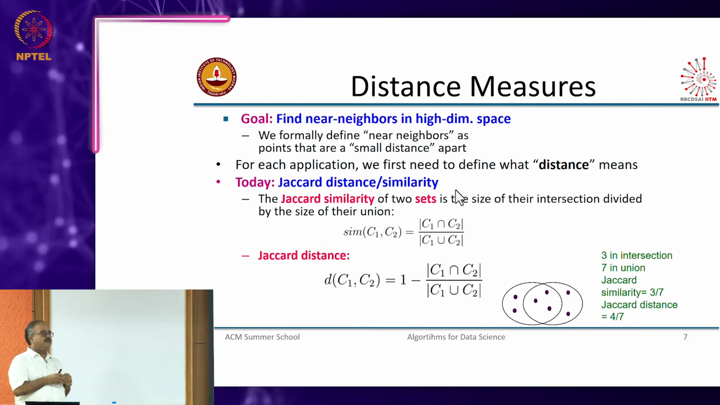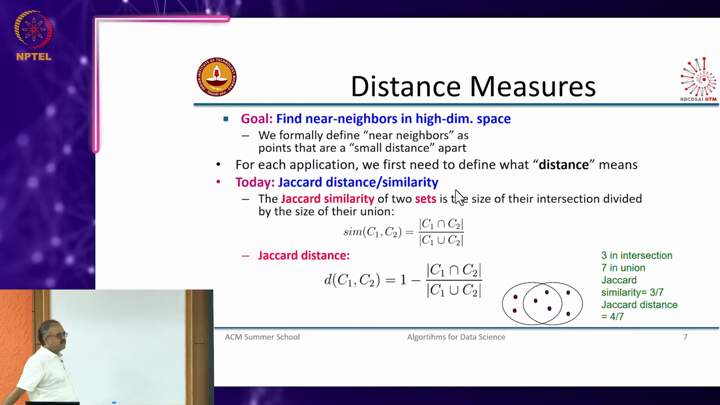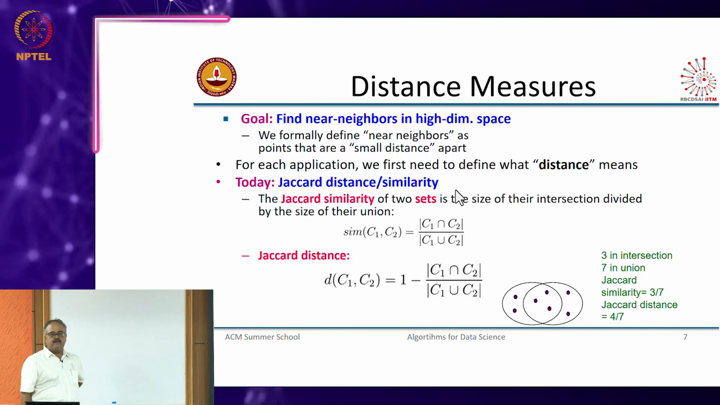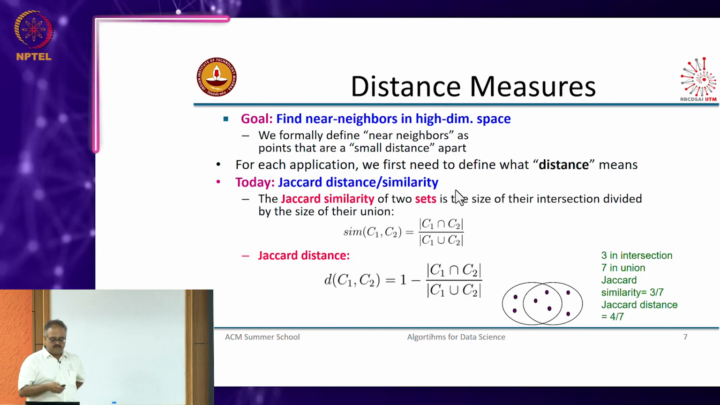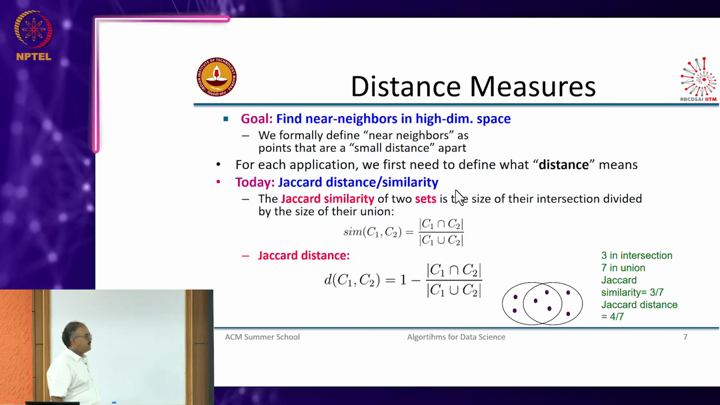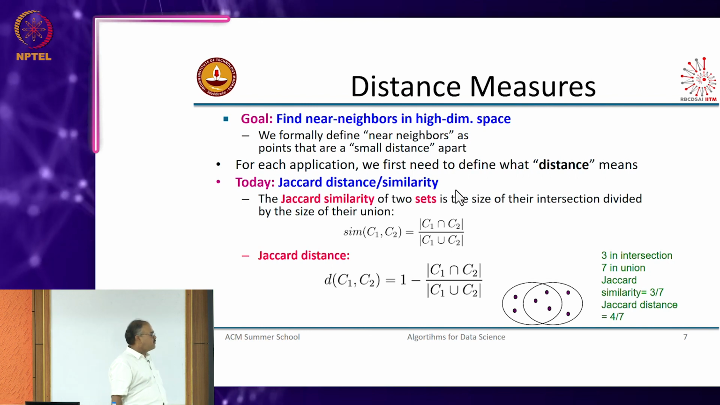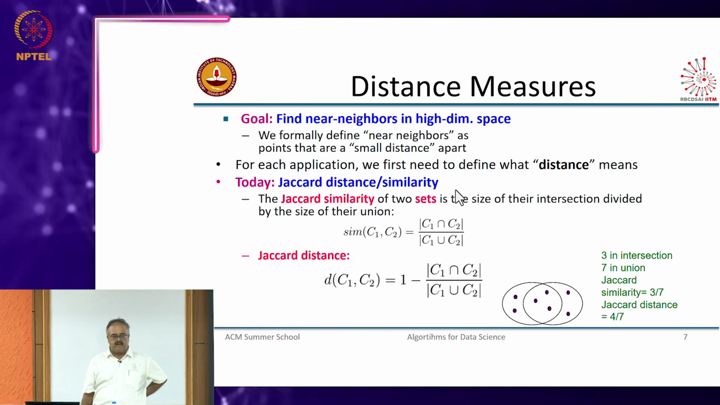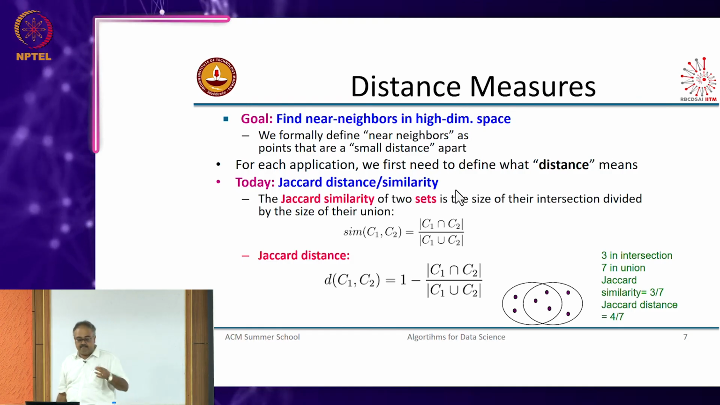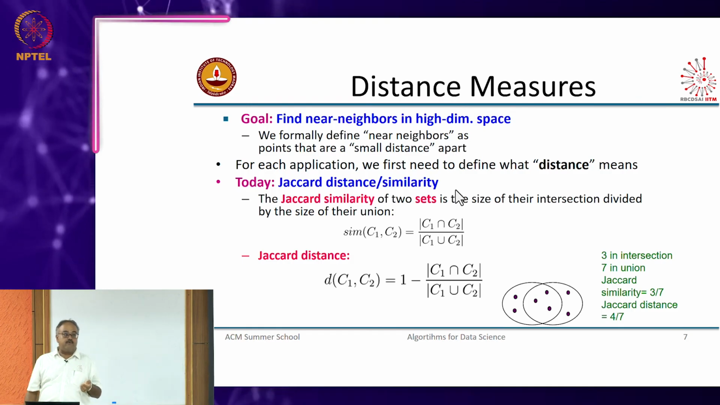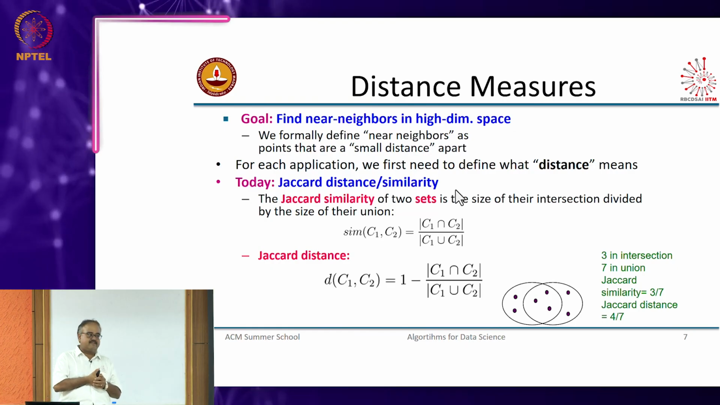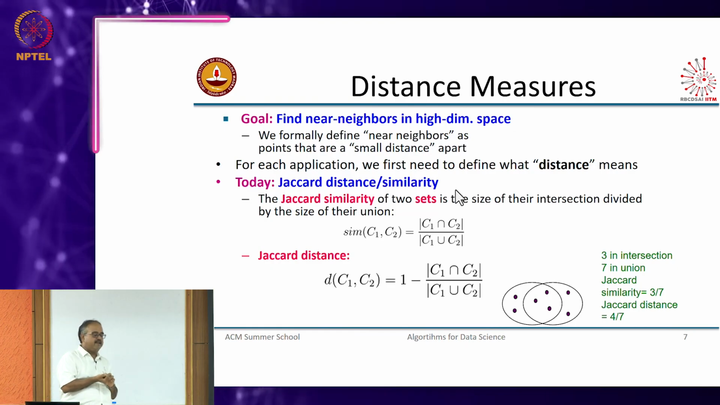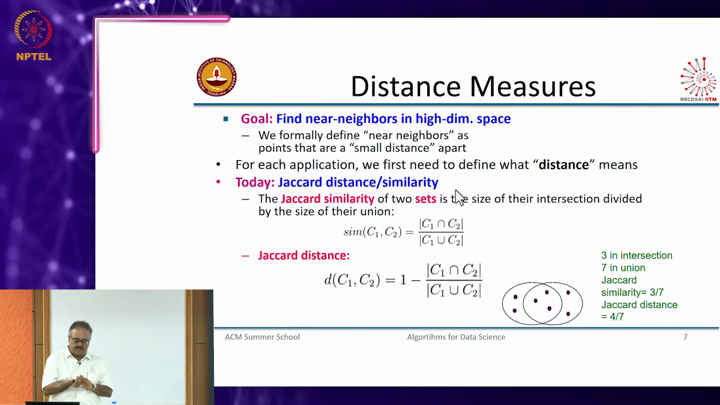And you can actually verify that it satisfies all the other properties of a distance, right? So it satisfies the triangle inequality and so on. So it's the most popular way of measuring distance between sets, right? And if you think about it, many of the applications I was telling you about can actually be thought of as sets, right?